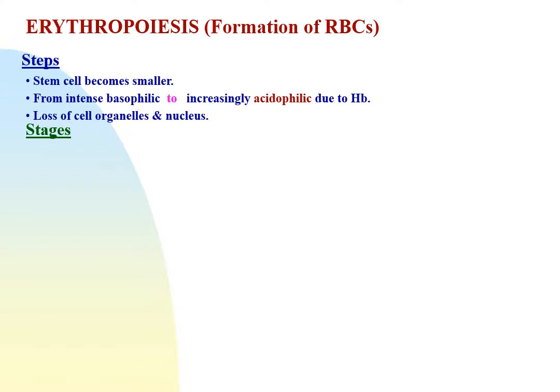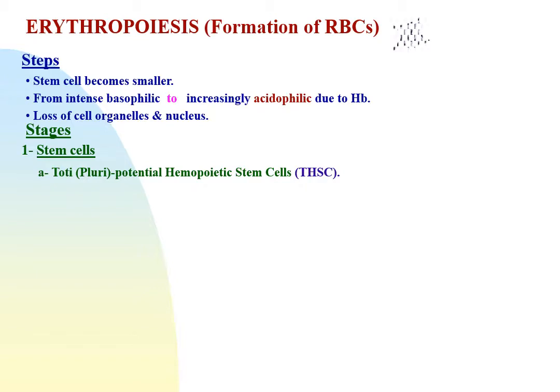Stages. Stem cells. Toti or pluripotential hemopoietic stem cells are primitive embryonic cells, also called hemocytoblasts. They are large, branched cells with basophilic cytoplasm and large pale nuclei having prominent nucleoli. They can give rise to all different types of blood cells and through division differentiate to form restricted stem cells.